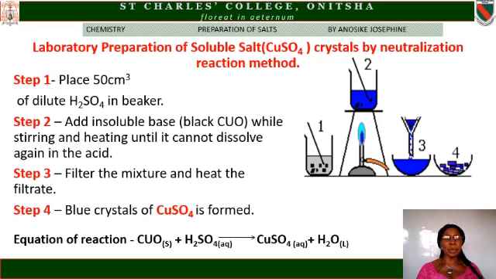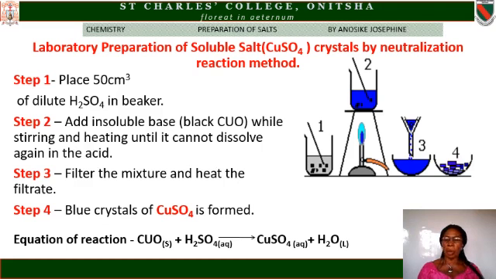Now we come to a typical preparation of a soluble salt in the laboratory. That is what we can do in order to prepare that. So we have here the laboratory preparation of a soluble salt like copper(II) sulfate crystals. We are using the neutralization method, that is the first method we discussed, the reaction between an acid and a base. When you look at the screen, you will see that we have 4 stages to prepare this salt.